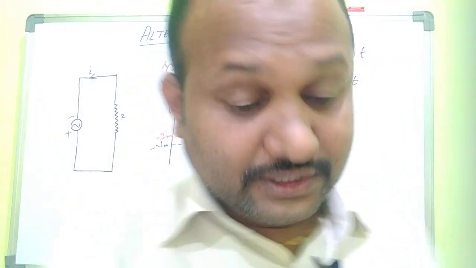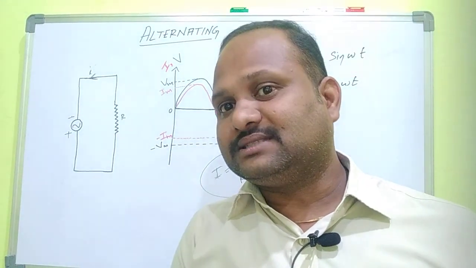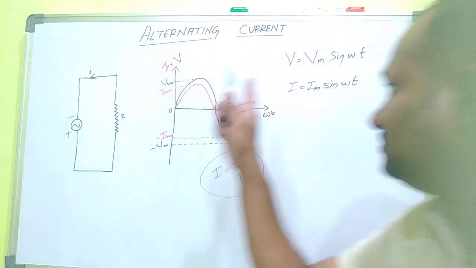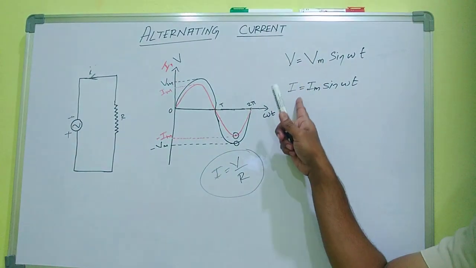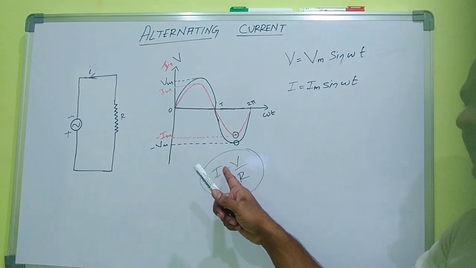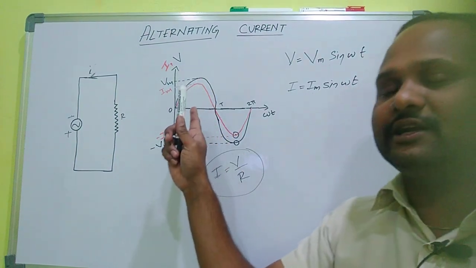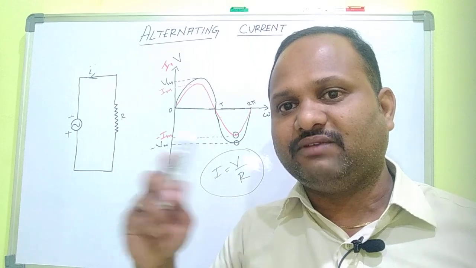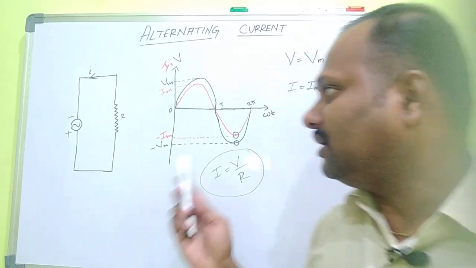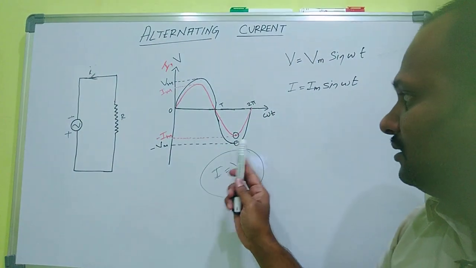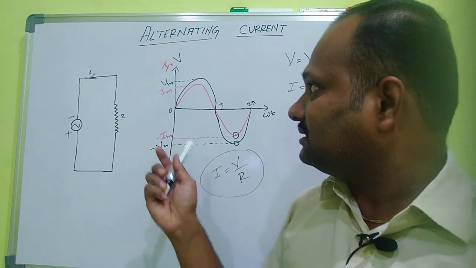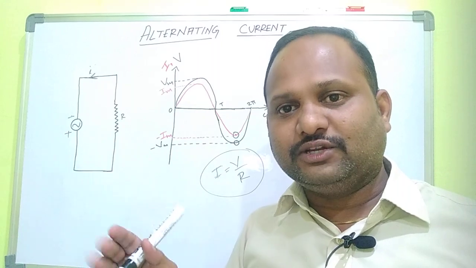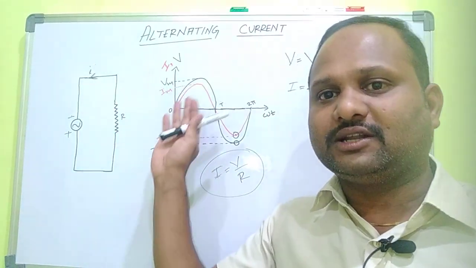In this video, you learned such things: What is alternating current? What is alternating voltage? How to represent the expression for alternating voltage and alternating current? Which is greater, current or voltage? What is the nature of alternating current and voltage? It is a sinusoidal wave. All these things we discussed in this class. So make use of this video, and you will learn clearly about alternating current.